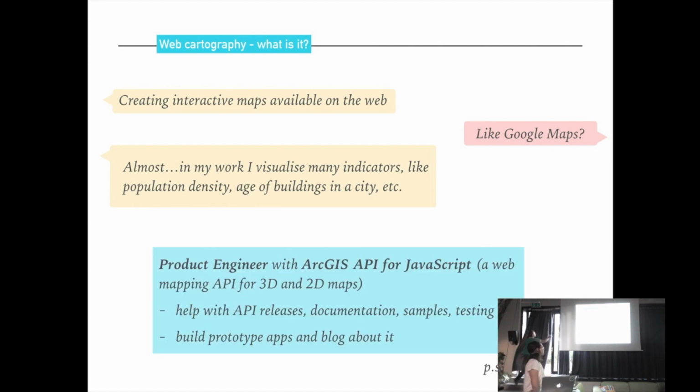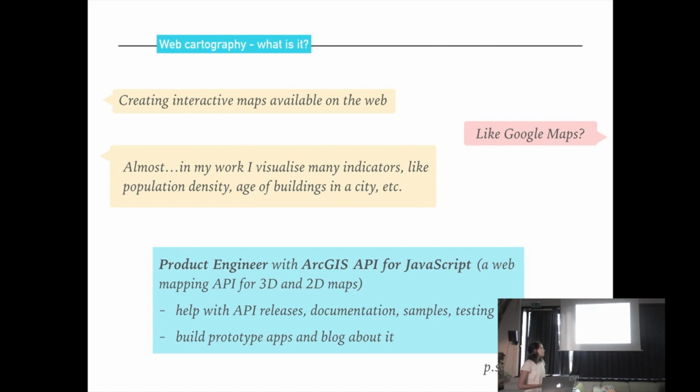My official title, though, is not web cartographer, it is product engineer. I work for an American company called Esri, and we create geospatial software. So basically software that helps you with geospatial analysis. We have this product called the ArcGIS API for JavaScript, which is our web mapping API that allows you to map 3D and 2D data.